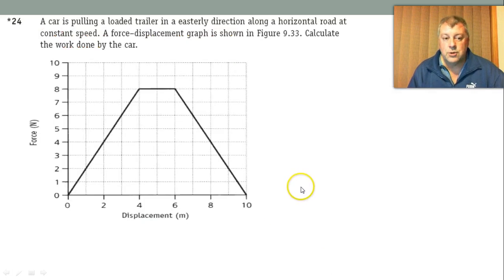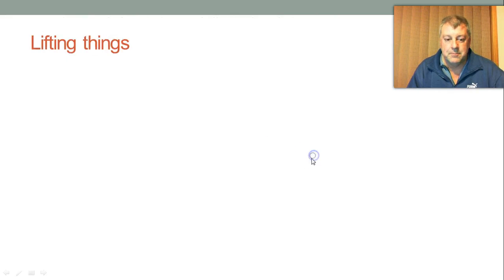So you have this question in your booklet, have a go at it. A car is pulling a loaded trailer in an easterly direction along a horizontal road, constant force, calculate the work done. There you go. Now, lifting things is a particular example of work.